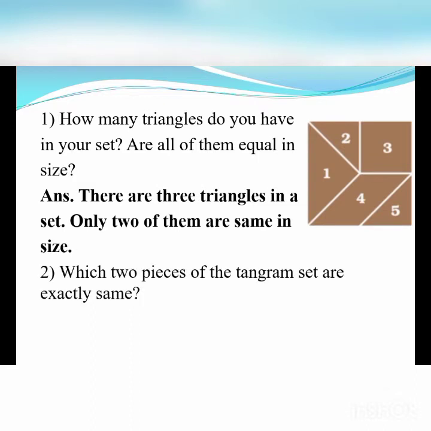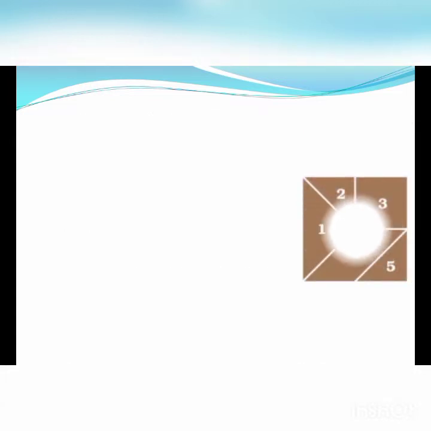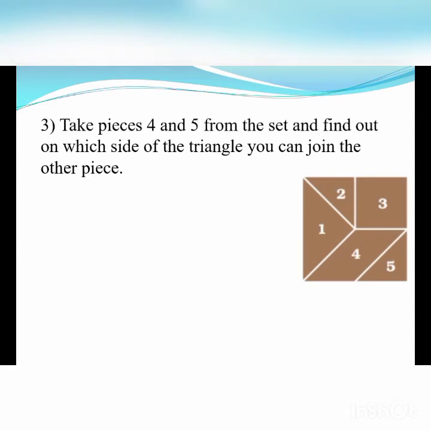Next question: which 2 pieces of the tangram set are exactly same? Yes, we already know that pieces 2 and 5 are exactly the same. Now, question number 3. Take pieces 4 and 5 from the set and find out on which side of the triangle you can join the other piece.